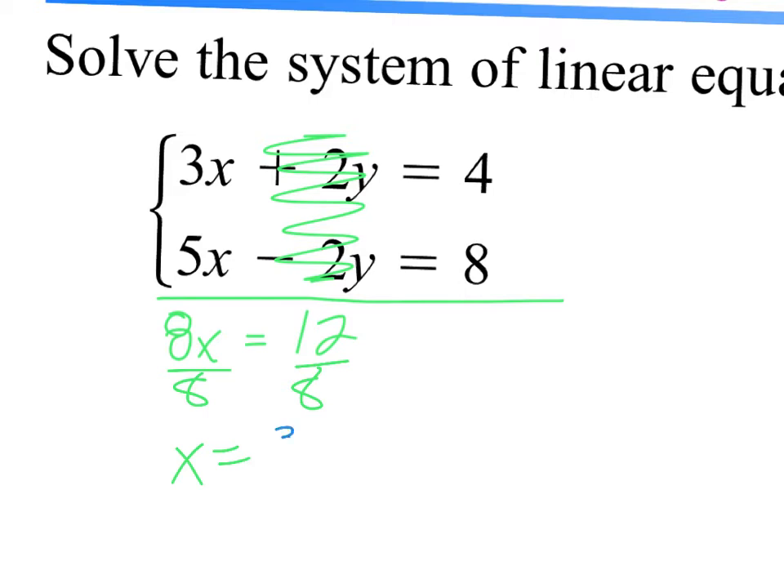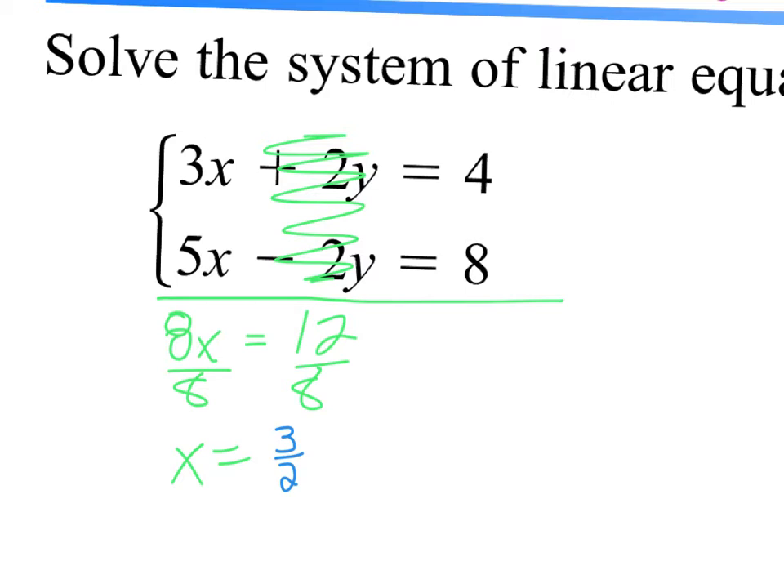3 over 2. Okay. Can I also write that as a decimal? Yes. Do you have to? No. However you want to write it is fine. Now, I found out what x is. How do you find out what y is? You plug it back in.